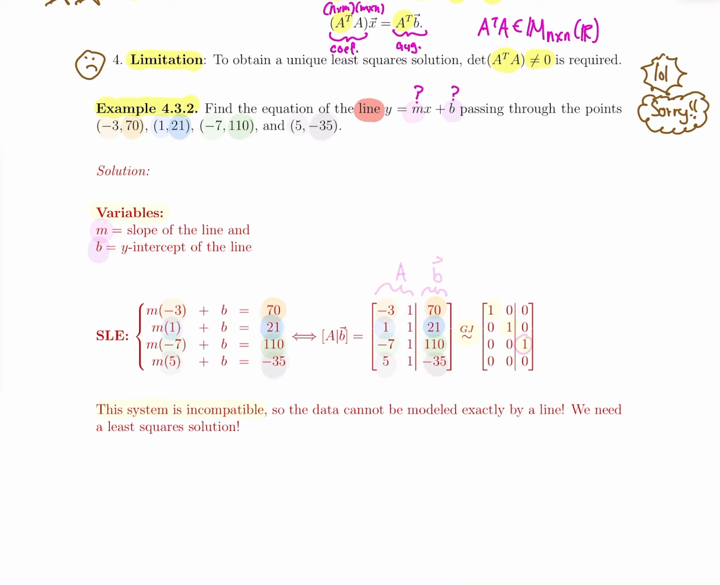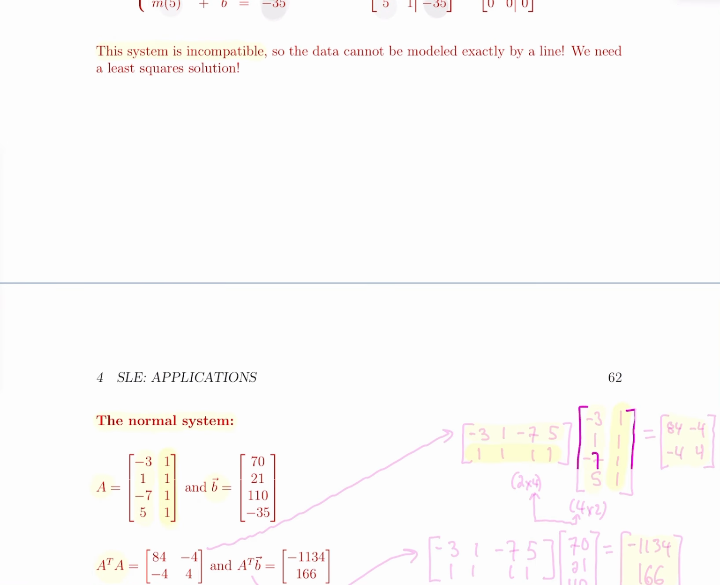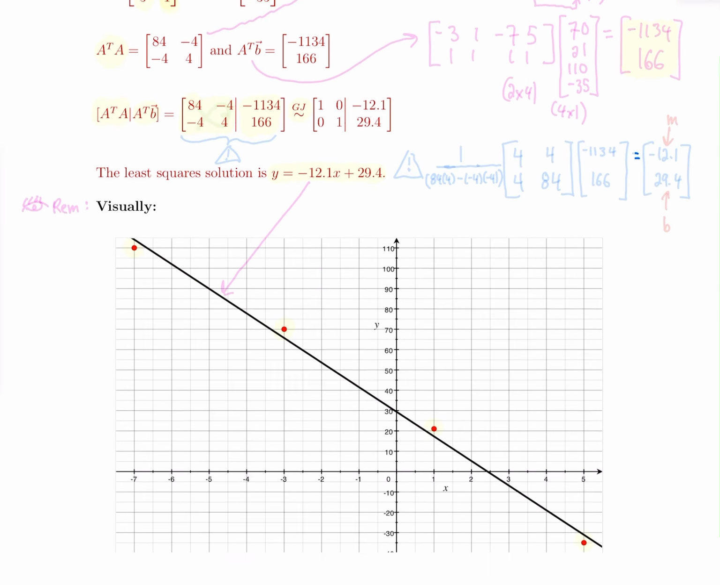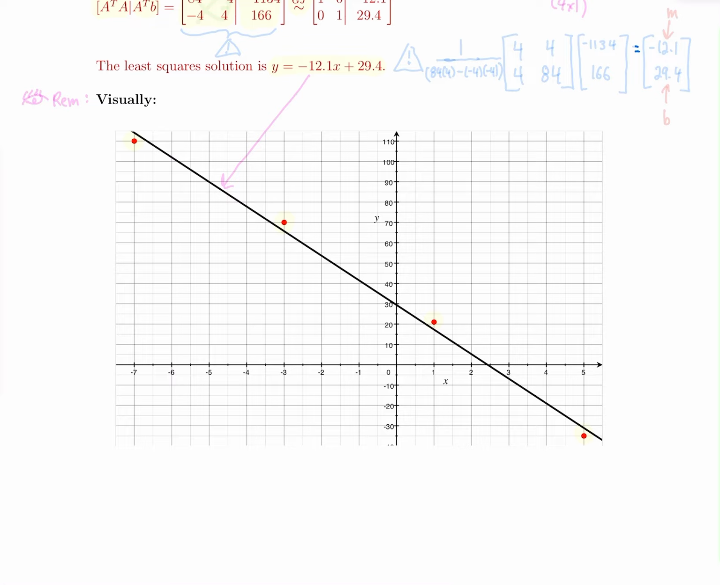We're trying to find that best line that passes through the following points: minus 3, 70; 1, 21; minus 7, 110; and 5, minus 35. Just to show you what we're trying to do here, I have for you a remark. This is not really part of the solution, it's more like a little visual remark for us.